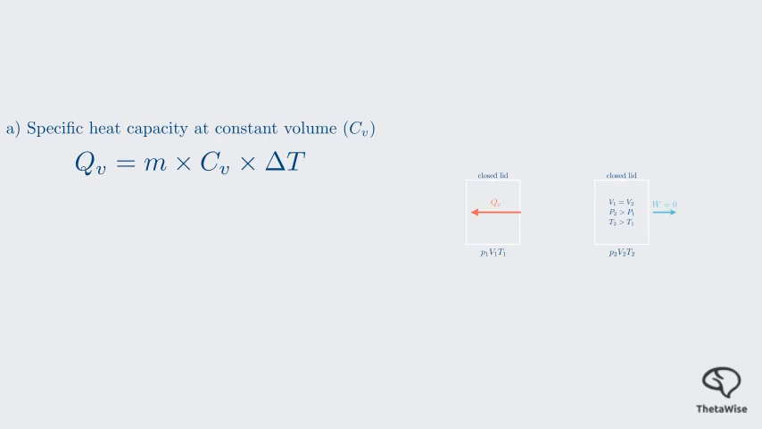Look at this diagram. We add heat Q sub V to a gas in a sealed, rigid container. The temperature and pressure increase, but the volume V stays the same. Since the volume doesn't change, the gas doesn't expand or contract, and therefore it does no work. So all the heat added goes directly into increasing the gas's internal energy. The formula is Q sub V equals m times C sub V times delta T.